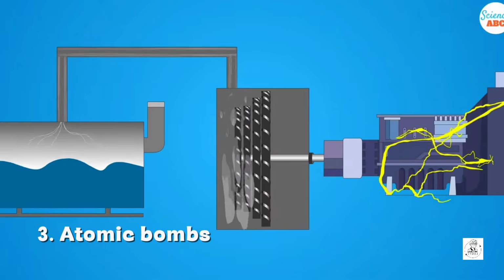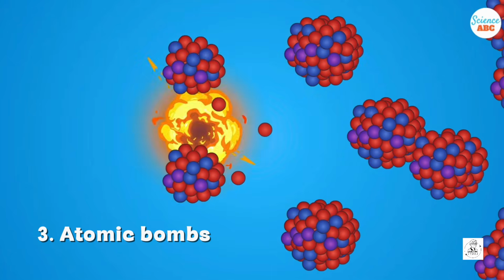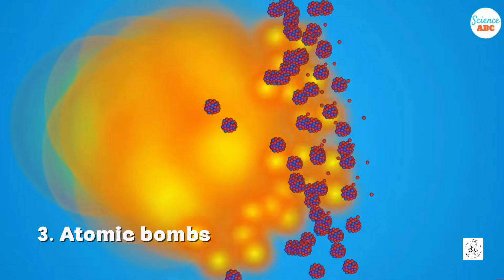Well, if nuclear fission is controlled, we can produce stable energy, but in the case of a bomb, the chain reaction is uncontrolled, releasing enormous energy in a very short time. Well, actually, I'm planning to upload another video on the working of atomic bombs, so let's not dive deep into it.